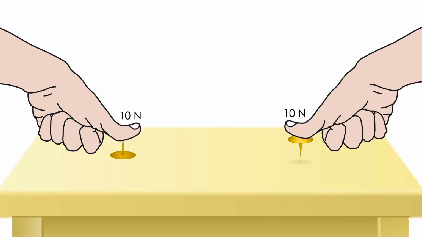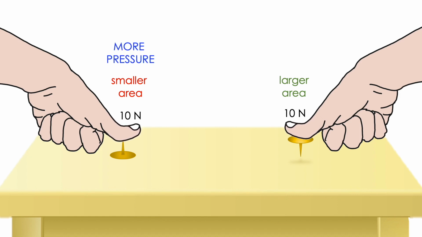In fact, it could probably be bleeding. What is happening here? In the case of the right pin, the force acts over a larger area, that is, the head of the pin. Whereas in the case of the left pin, the force acts over a very small area, that is, the pointed tip of the pin. We say that the left pin exerts more pressure upon your left thumb.